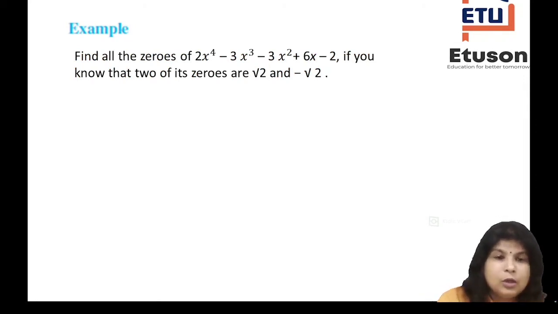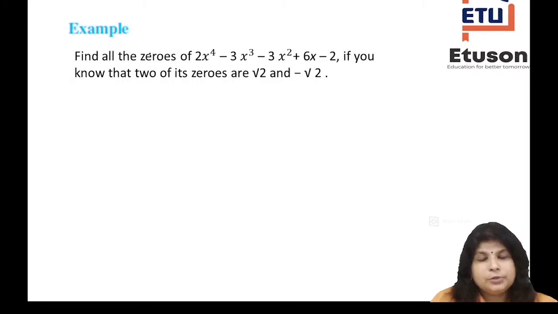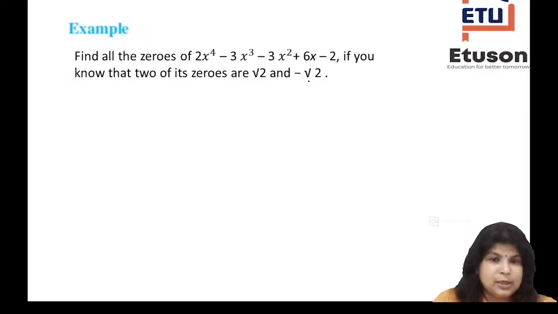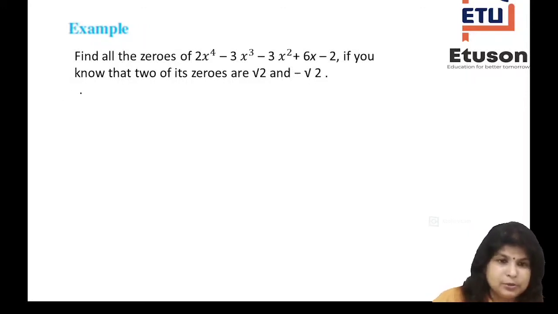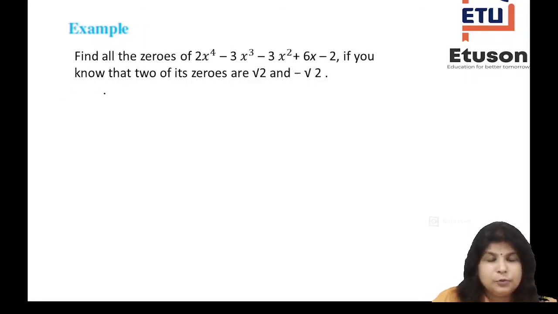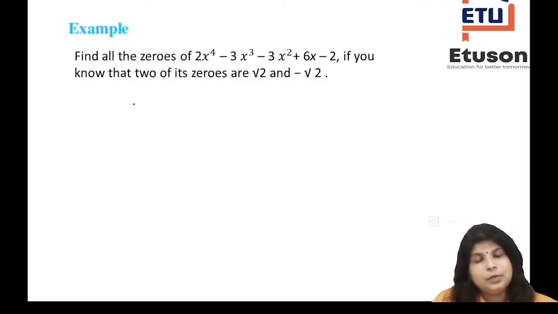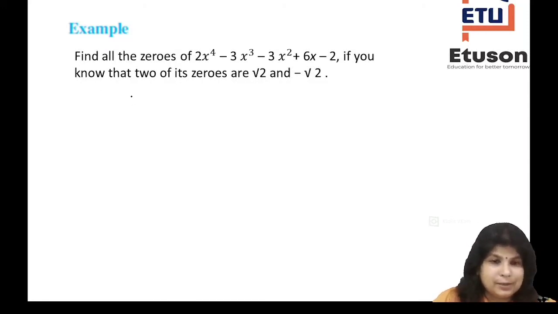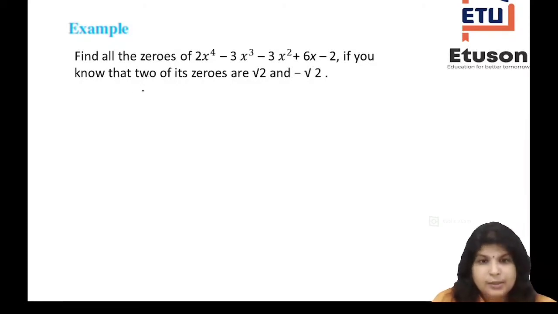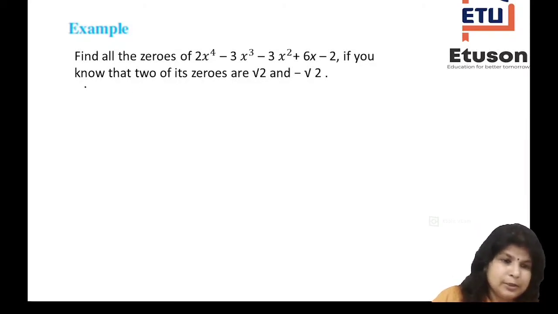Find all the zeros of 2x to the power 4 minus 3x cube minus 3x square plus 6x minus 2, if you know that two of its zeros are root 2 and minus root 2. So, if two of the zeros are root 2 and minus root 2, then x plus root 2 and x minus root 2 are the factors of the polynomial. Correct? So, we will write the same thing.